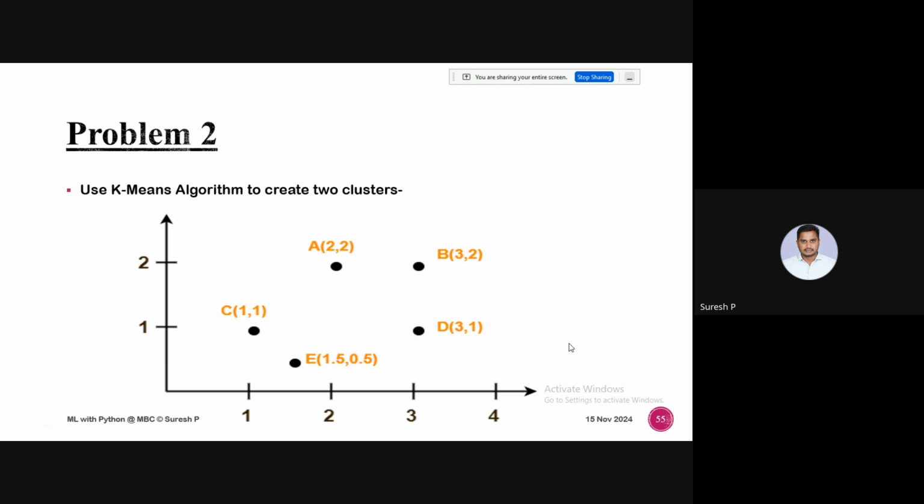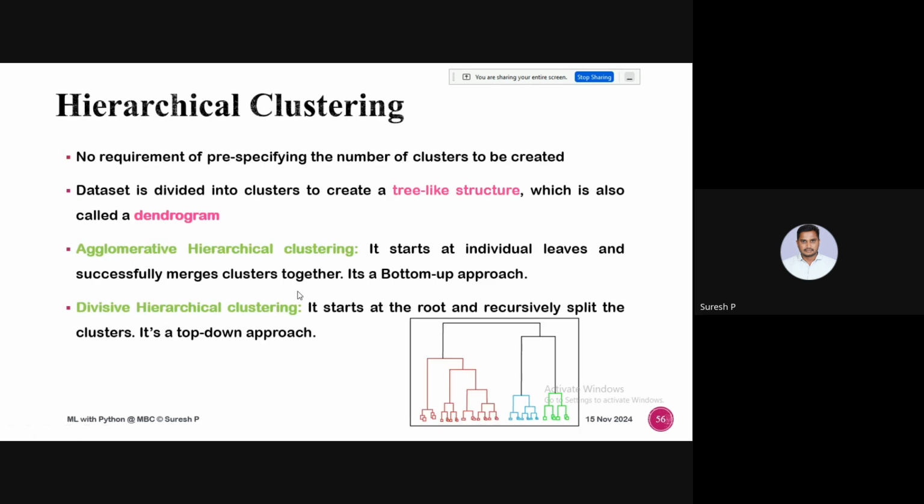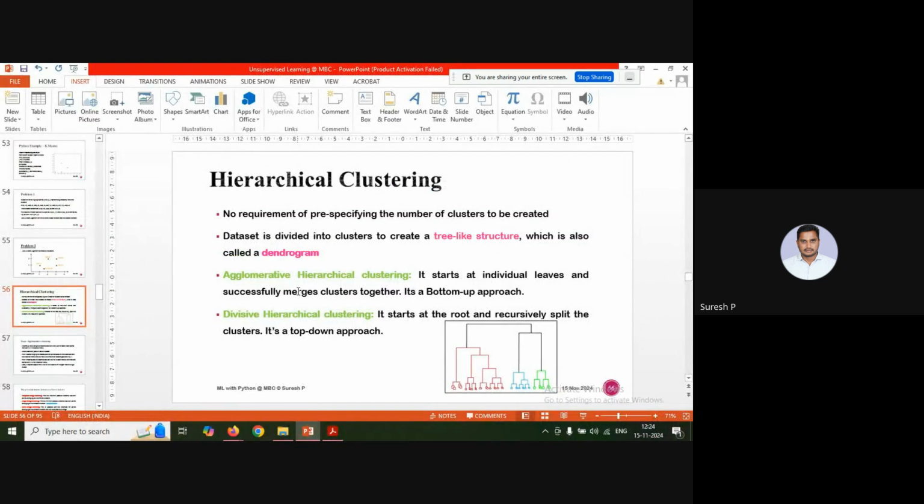And this is another problem. Use the k-means algorithm to create 2 clusters. There are 5 points that are represented like this. The problem may be given in different ways, like this. Any doubt as of now? If you have any doubt in this portion, you can ask me.